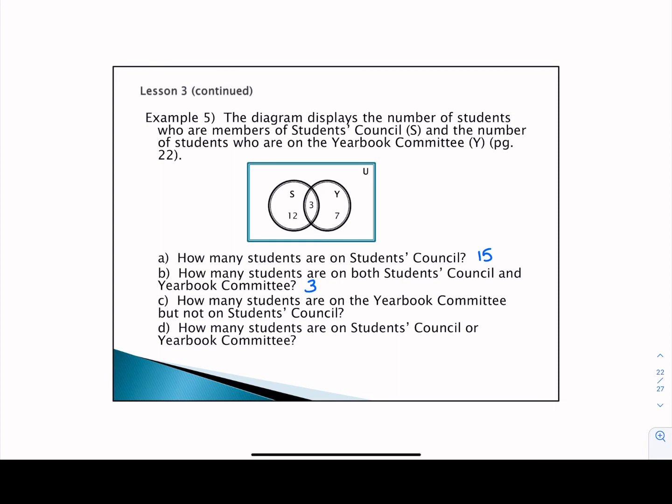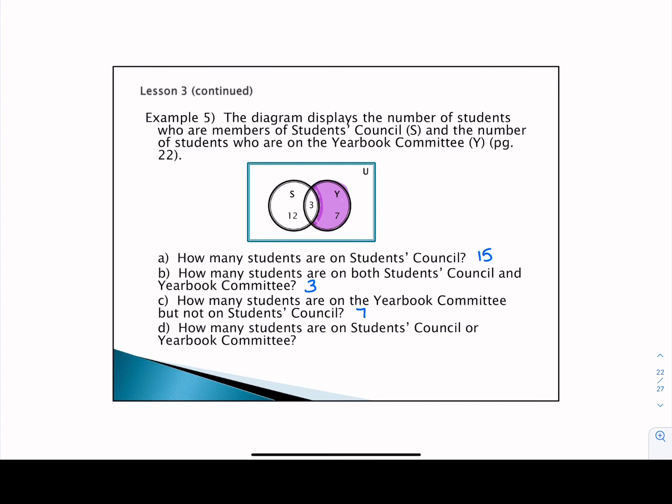Now part C says how many students are on the Yearbook Committee but not Student Council. So what we want to highlight here is Yearbook Committee, but we want to avoid any overlaps with Student Council. So this is the area that we're thinking about in terms of the Venn diagram. And what we see when we highlight that circle is there are in fact 7 students that are on Yearbook Committee but not on Student Council. So the answer for part C is 7.